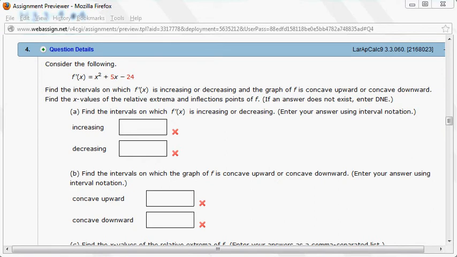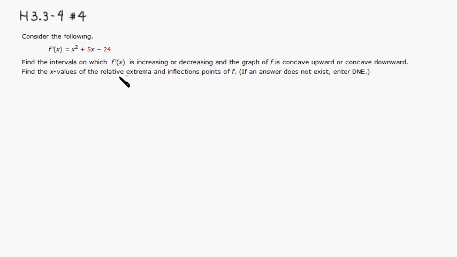Okay, let's look at the homework 3.3, 3.4, number 4. So you have f prime of x given here, and we want to find the interval on which f prime is increasing or decreasing. Alright, let's do that first.